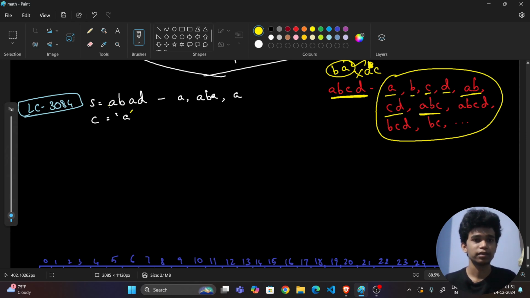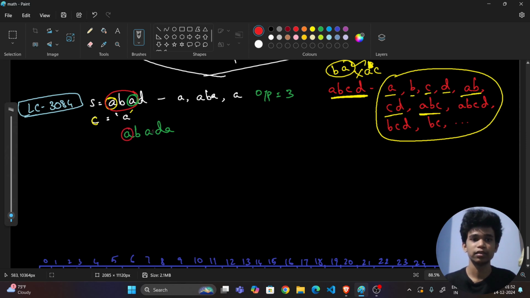Now let us see this example. If S is equal to ABAD and C is A, that means the starting of a substring should be A and the ending of the substring should also be A. So this is one possibility, A alone. Another possibility is ABA. And another possibility is this A alone. So totally, the output is 3.